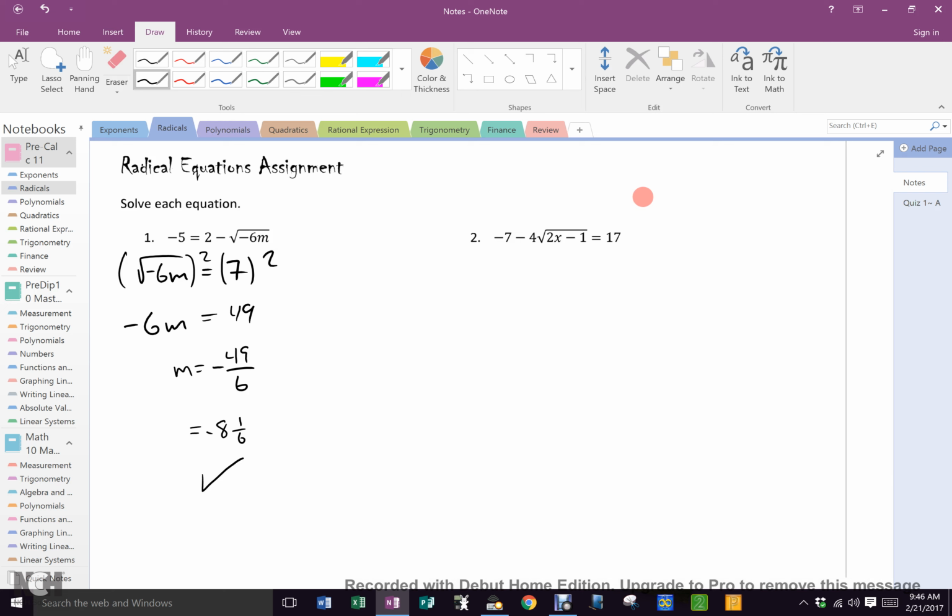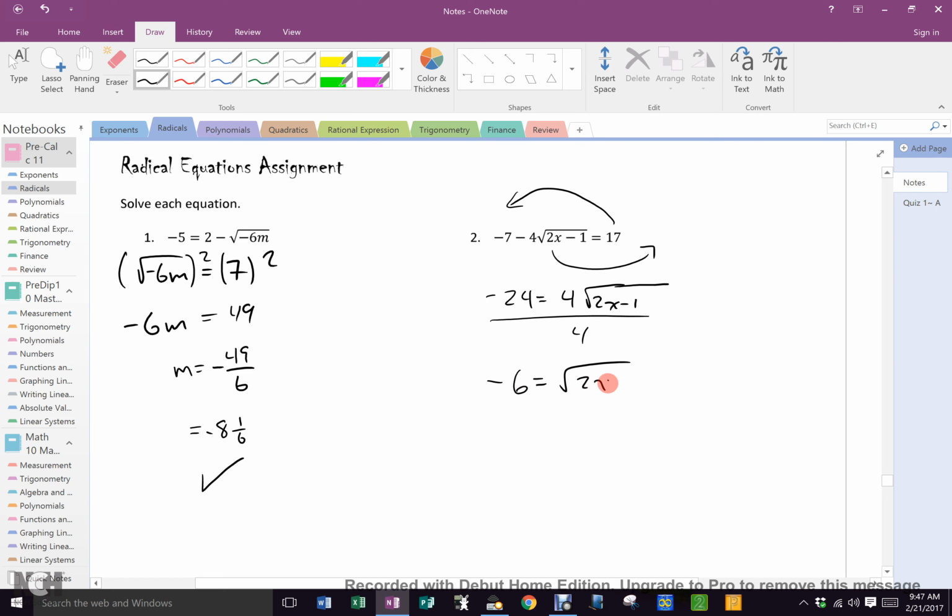So, most of you probably moved this over here to get that positive and that over there to end up with negative 24 equaled 4 root 2x minus 1. That's what I imagine most of you probably did. Now what? Is the radical isolated? No, because there's still a 4 with it. Divide both sides by 4. Negative 6 equals root 2x minus 1.